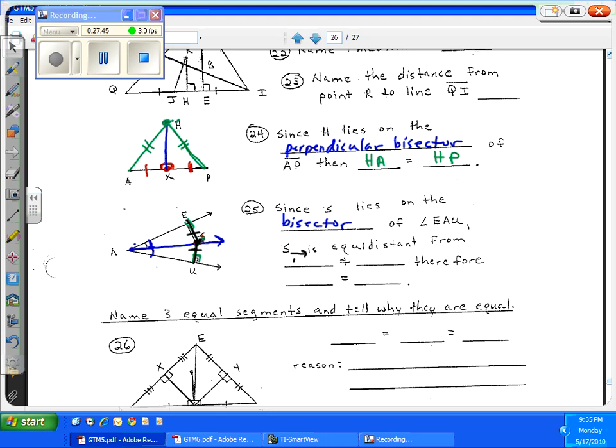Ray AE. Remember, an angle is a figure formed by two rays with a common endpoint. The two rays are called the sides. The common endpoint is called the vertex. So when you name the sides of an angle, you have to name them rays, ray AE and ray AU. If a point lies on the bisector of an angle, it's equidistant from the sides of the angle. Therefore, this distance ES is equal to this distance US. Okay?